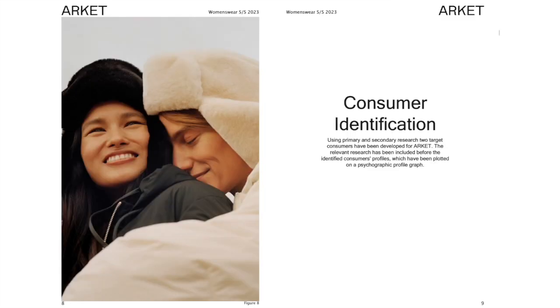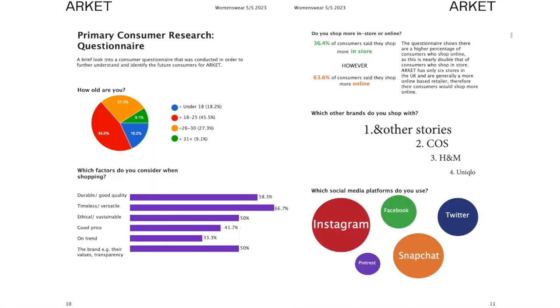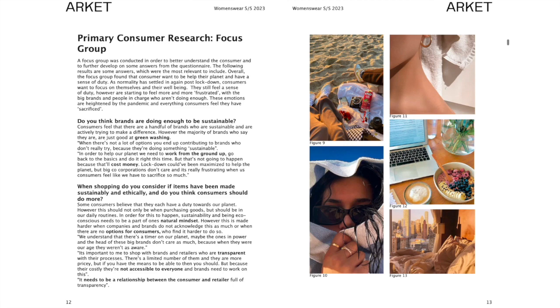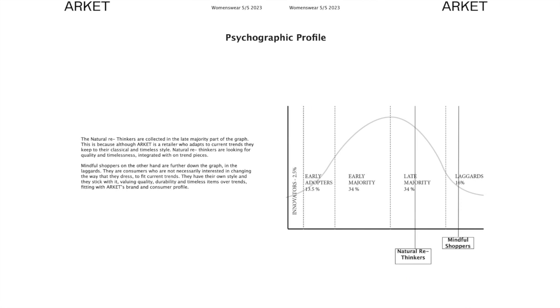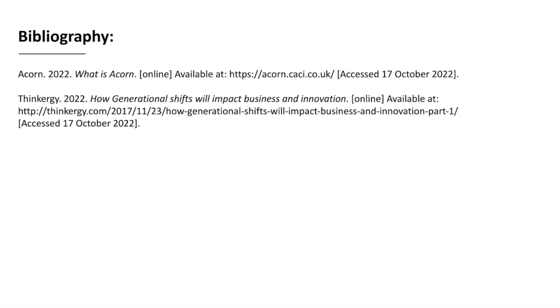If we look at Deeja's here from last year, she's got a title page for this section, an overview of her questionnaire results, some script from her focus group, her consumer profile, and where she's plotted it on the psychographic profile graph with a bit of annotation there, giving insight into why she's placed her consumer profiles on that area. Now, note last year they created 2 consumer profiles. This year you're just doing 1.